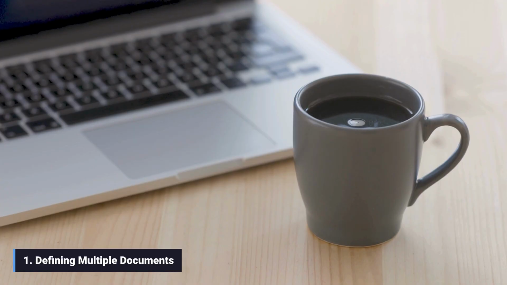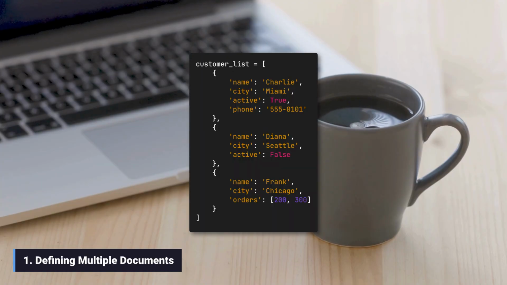1. Defining multiple documents. To use insert_many, we must provide a list of dictionaries. Notice the flexibility here. The first document has a phone field, but the second does not. MongoDB's flexible schema allows this without any issues. We define a list named customer_list, containing 3 unique customer dictionaries.